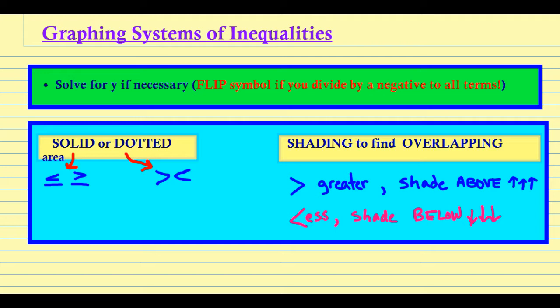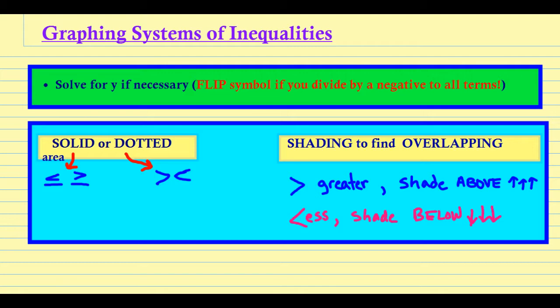That's when you have to decide if the line is dotted or solid and then shade above or below that line, depending on what kind of inequality you have. So a lot of the basics you already know, and I'm going to walk you through what you have to do to be able to do two at a time.